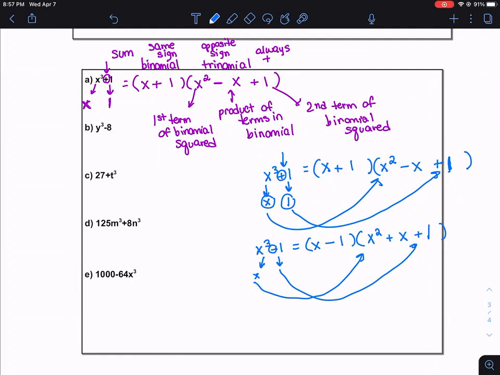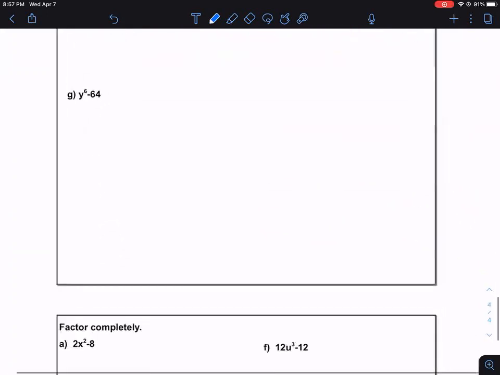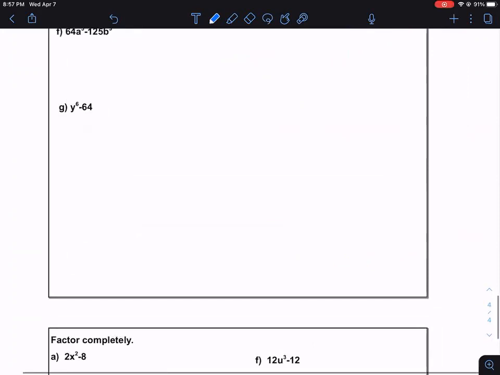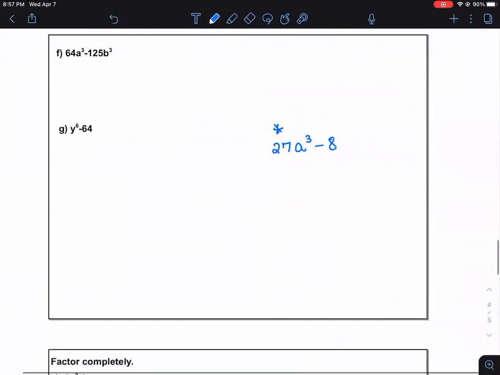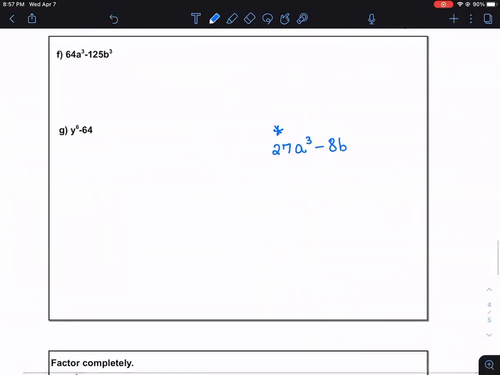Okay. So what I actually am going to do is make up another example so that I can allow you guys to try all of these without me. So I'm going to go all the way down here. So maybe you want to find some space in your notes, and I'm going to make up my own example right now. Okay, so I'm going to make it 27a to the third minus 8. Do I have a 27 and an 8 together? I don't. Let's just do 8 to keep it simple.